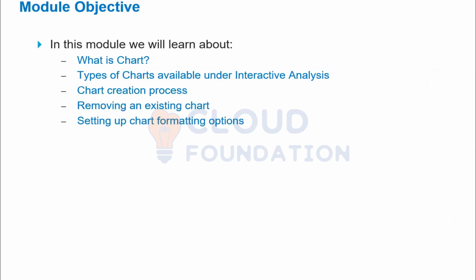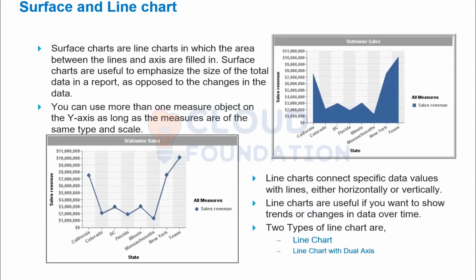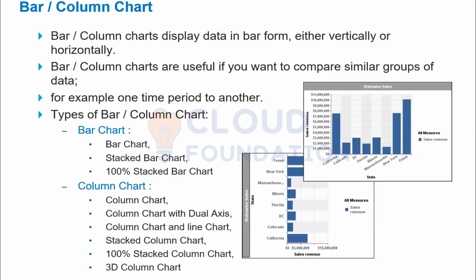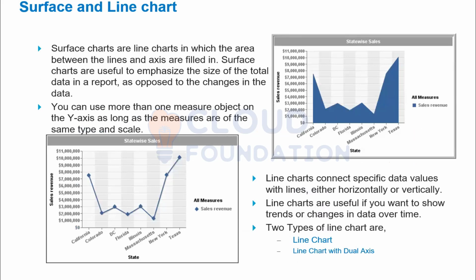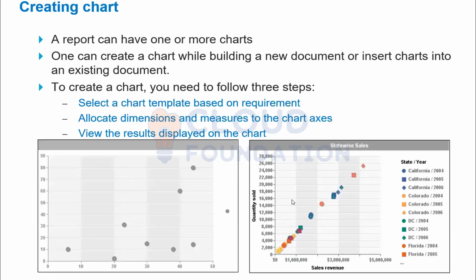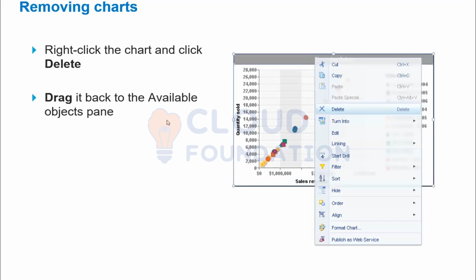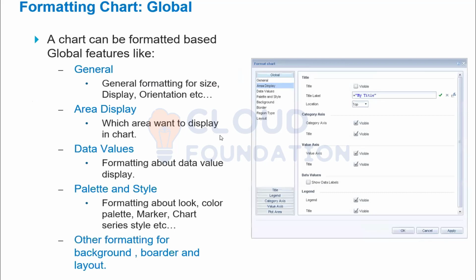After that, we have covered what the types of charts available in Web Intelligence are and how we can create them. Like bar chart, column chart, surface and line chart. This line chart is like a point-wise chart. Surface is a filled-up one. Pie charts, point and radar charts. So how we can create charts or turn a table into a chart, we have covered. How we can remove it is the same procedure as removing tables. These are the several formatting options of the charts.